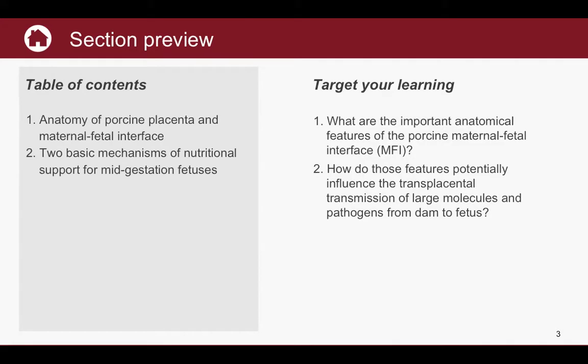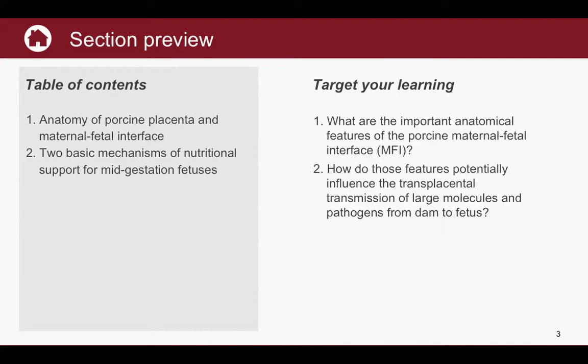Firstly, what are the important anatomical features of the porcine maternal-fetal interface? And secondly, how do those features potentially influence the transplacental transmission of large molecules and pathogens from the dam to the fetus?